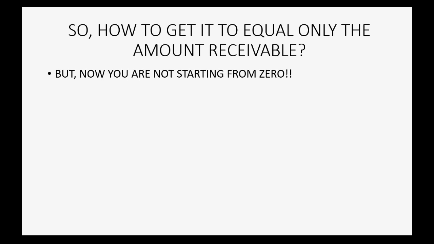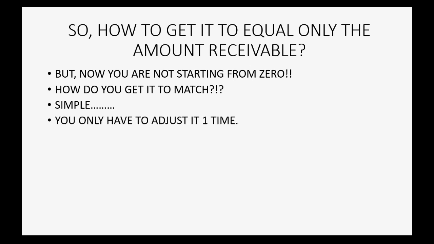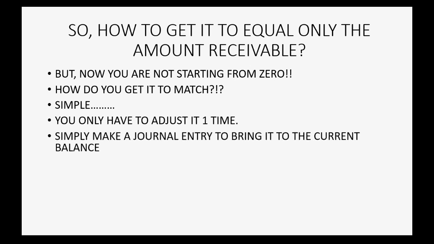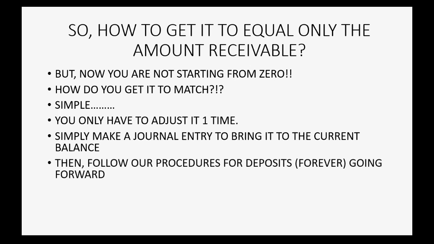But now you are not starting from 0, or let's assume that you're not starting from 0 because you have been recording things and then you watched this video series and learned how to do it. So what if you're not starting from 0? What if you have the amount that we have now? Well, how do you get it to match? Very simple. You only have to adjust it one time. And if you make a simple journal entry to bring it to the current balance, then all you have to do is follow our procedures for deposits forever going forward.